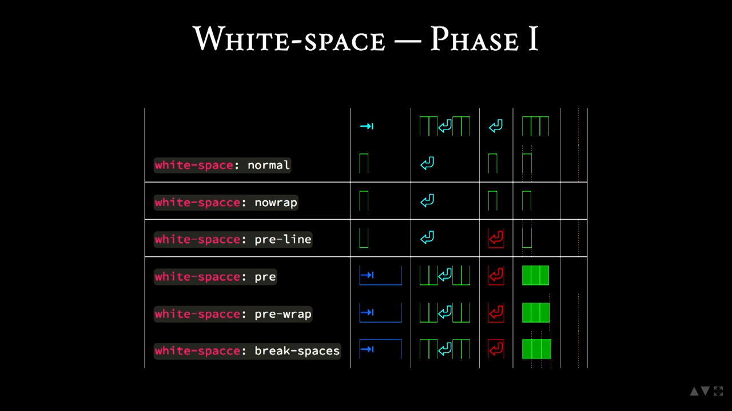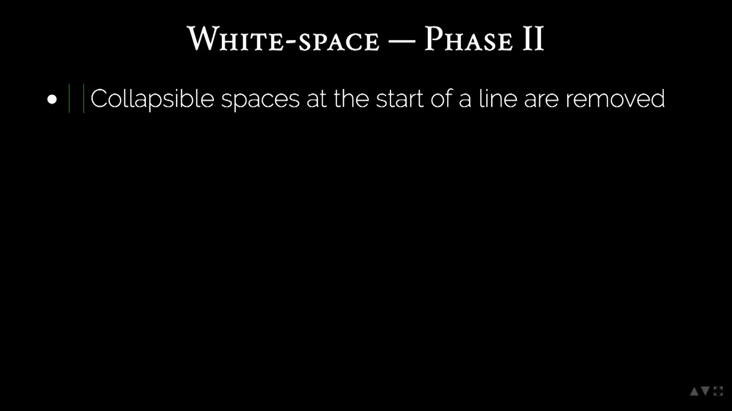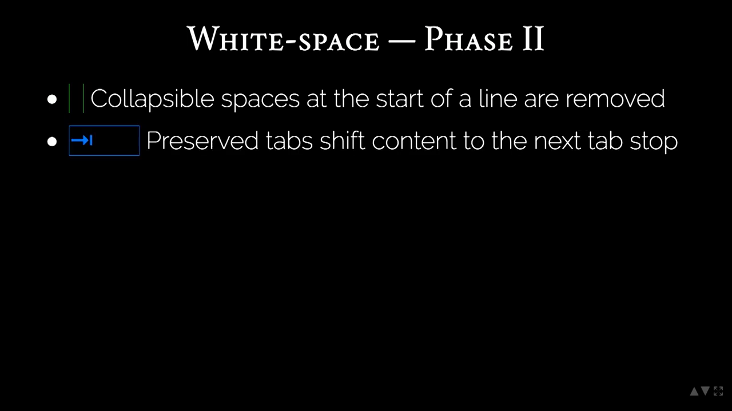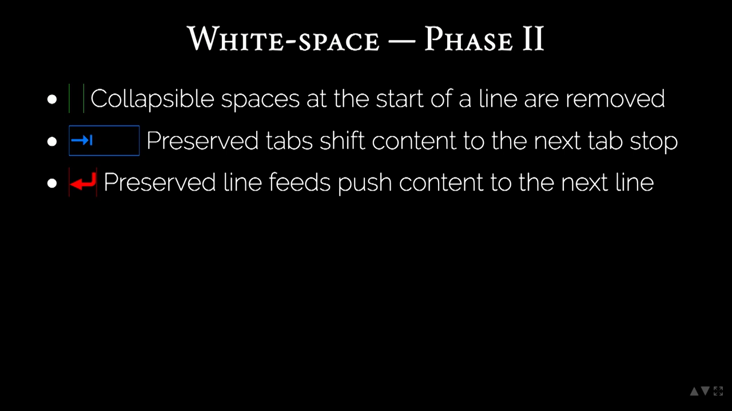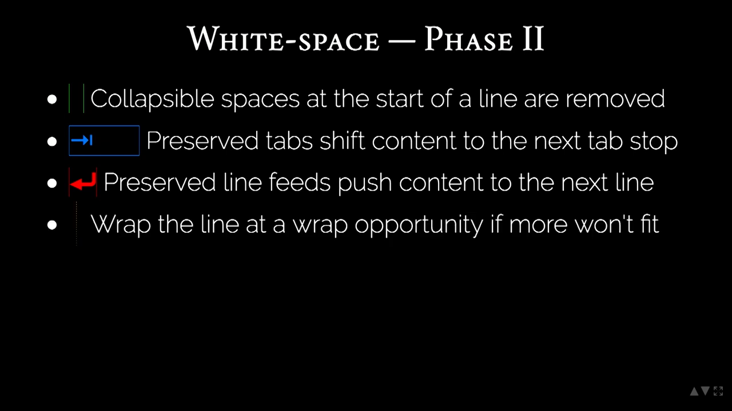And white space break-spaces is a small variant on this. The only difference is that if you have a series of white space, you can break at any point in the series. You don't have to keep them together. So once you do that, you start filling lines. And as you do, if you have a collapsible space at the beginning of the line, you drop it. If you have a preserved tab character, one that hasn't been converted to a space, then you shift the content to the next tabulation. Preserved line breaks, well, they break the line. And if you have wrapping opportunities and the line is full, you can wrap.